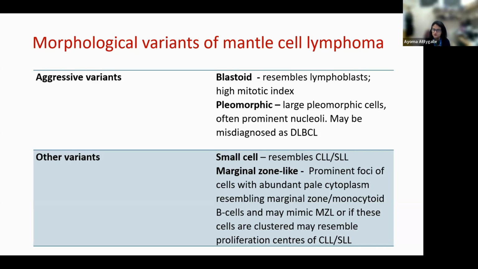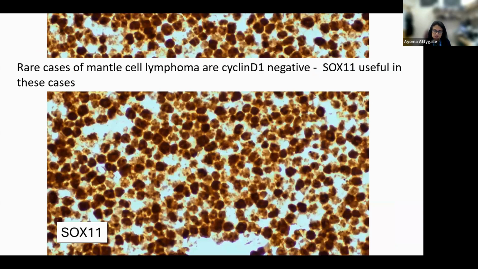The other variants are not so useful from a prognostic perspective, but the small cell variant can look like mature small cells and can resemble CLL/SLL. And there can be a marginal zone-like pattern with prominent foci where the cells contain more abundant cytoplasm, imparting a monocytoid appearance. And this can mimic marginal zone lymphoma, and if they're clustered, you may also confuse it with the proliferation centers of CLL/SLL. So the message is essentially you have to use immunohistochemistry to confirm these diagnoses.